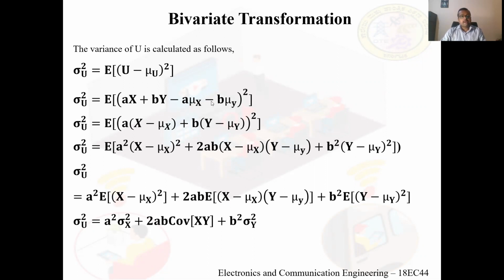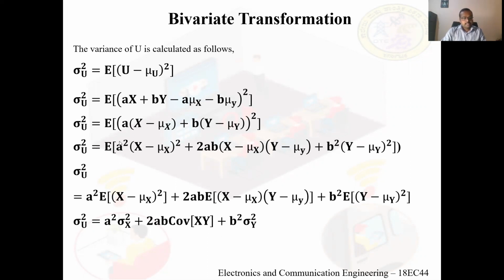Now, here ax minus a mu x: a is common, x minus mu x, and we have minus b mu y, so that b is common, y minus mu y, and this will be whole square. Now use the a plus b whole square formula. It is a square plus b square plus 2ab. Now how do you write this equation then? Now sigma square u is equal to the expectation operator of, we have constant a square x minus mu x whole square plus 2ab x minus mu x y minus mu y plus b square y minus mu y whole square.